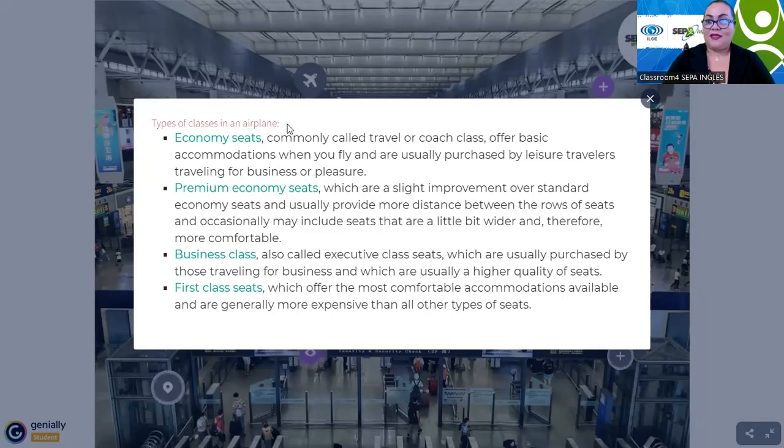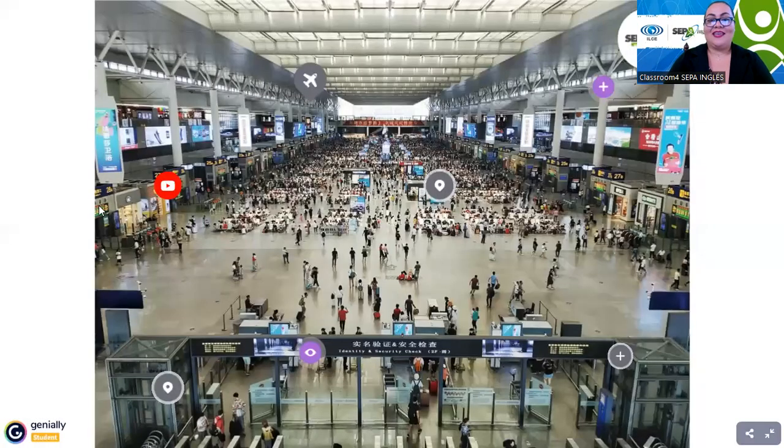Okay, then you know the types of classes in an airplane: economy seats, premium economy seats, business class, and first class seats. In which seats do you travel? Let me know. Okay, in this airport, you meet a lot of people. We see a lot of people here, and they are accommodated in different classes. Well, interesting. Then let's move to this.